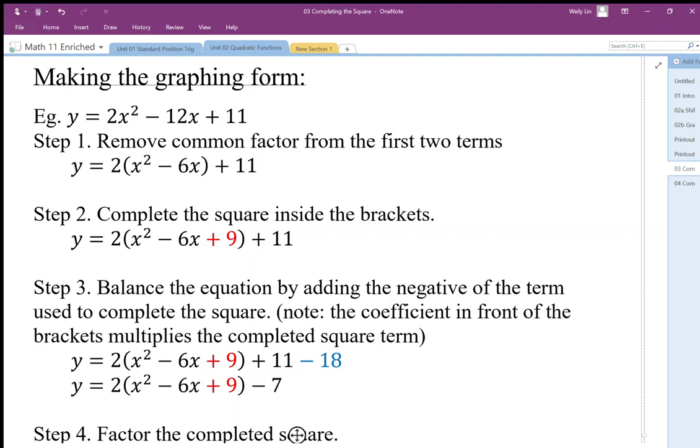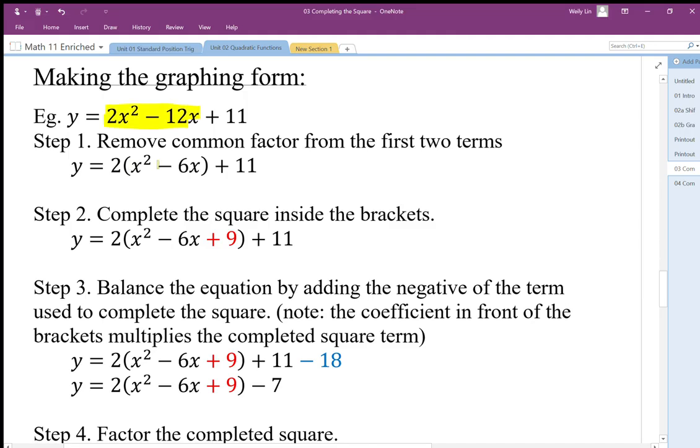To make the graphing form of the parabola from the general form, the first step is to remove the common factor from the first two terms. So we ignore this plus 11 and focus on these first two terms. I'm going to highlight those first two terms.